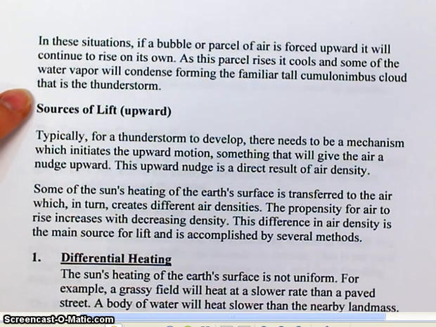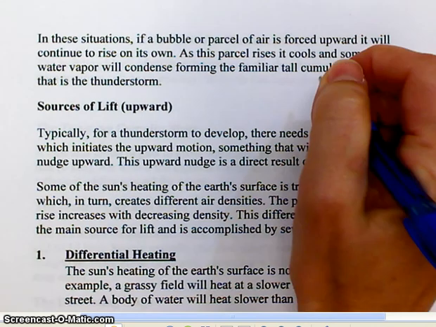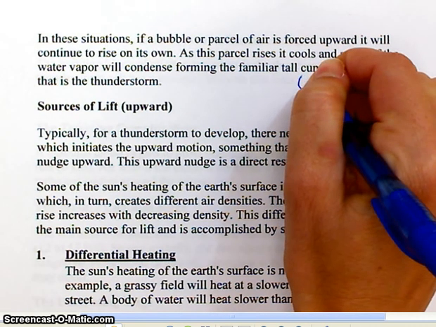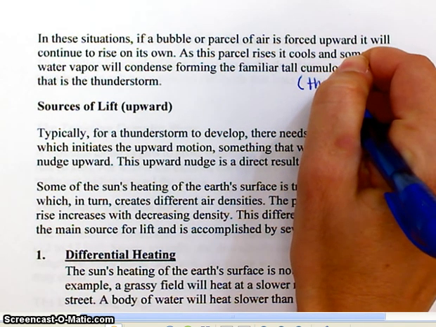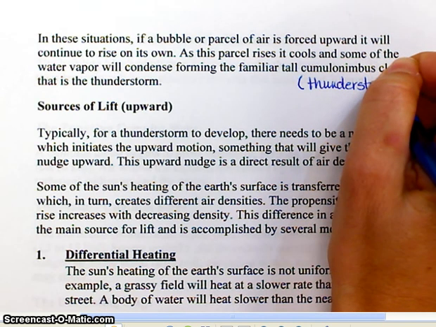All right, and that's basically what it says up here. In these situations, if a bubble or a parcel of air is forced upward, it's going to continue to rise on its own. As this parcel rises, it cools and some of the water vapor will condense, forming the familiar tall cumulonimbus clouds that is the thunderstorm. A cumulonimbus, those are thunderstorm clouds. Those are the big, tall, puffy ones.